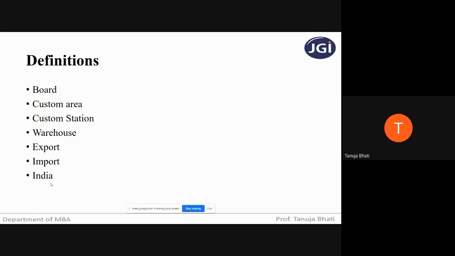So is this clear, students? Yes. Yes, ma'am. Are the definitions clear?